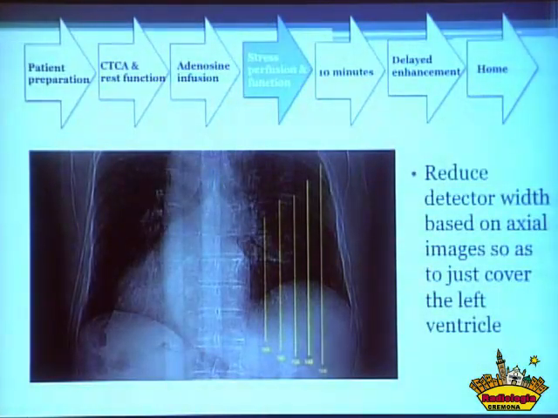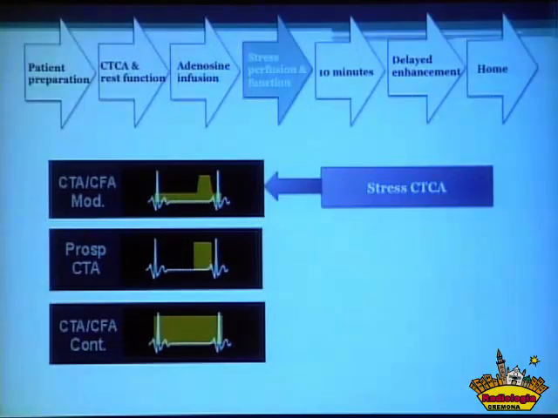So for the stress images, we can reduce the detector width even further. So normally it's around about 80 or 100 millimeters that we use. When you're measuring the left ventricle in the axial scan, most left ventricles are about 80 millimeters high. But just to get it all in and not to miss bits, if the patient breathes slightly differently, we normally go for about 100 millimeters. And then for the stress CTCA, we're using the dose-modulated scan. So we've got at 70 to 80% window, the full tube current, but for the rest of the scan, it drops down to 100 mA.